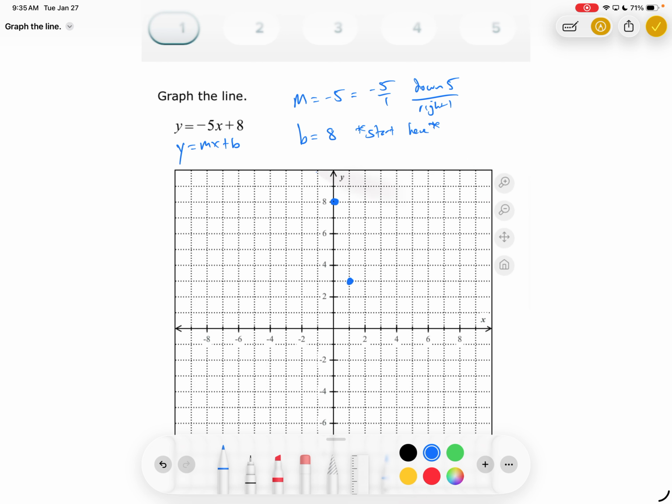I'm going to graph it. Okay. We started at 8, down 5 to the right 1. So make sure, try not to miss these easier ones at the beginning. I know graphing isn't fun for some people, but it does start with the easy ones.